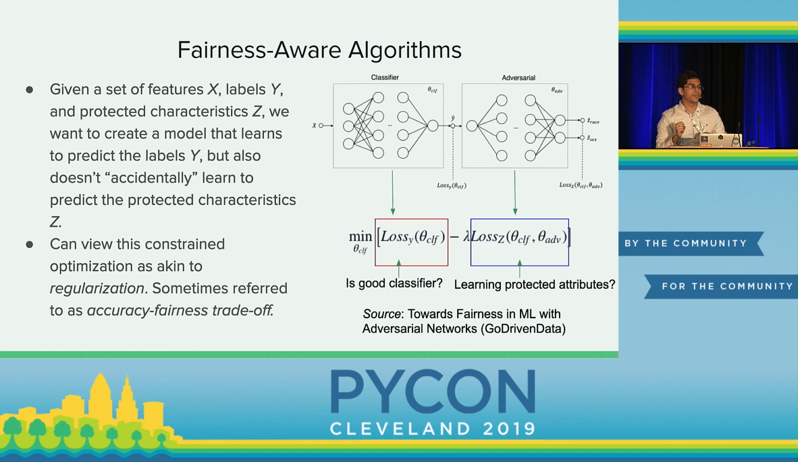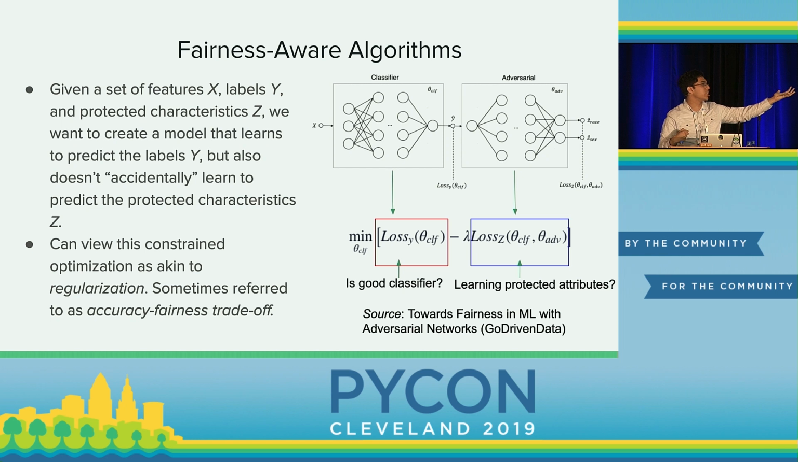How this works with GANs is that you have two sub-models. One is your standard machine learning classifier, trying to take the features and learn the labels. The other one is trying to take the labels and learn a protected class. You can think of it as a duel. I'm trying to learn a good classifier, and you're trying to break me by saying, oh, that classifier accidentally learns race or gender. And this is how that really works.